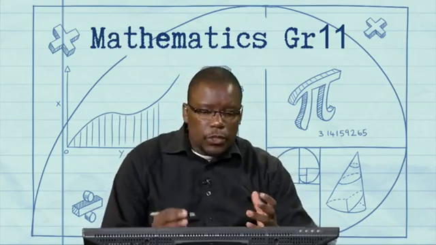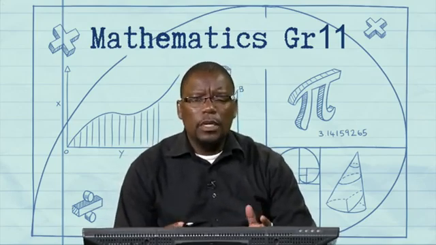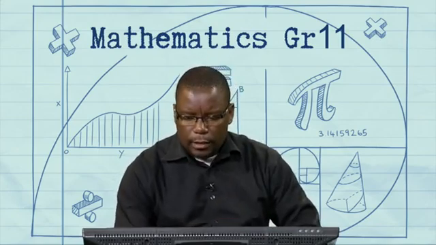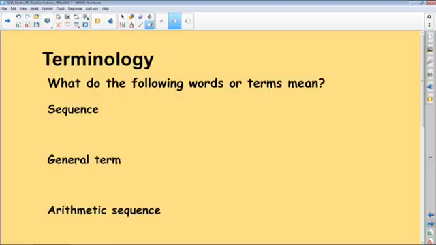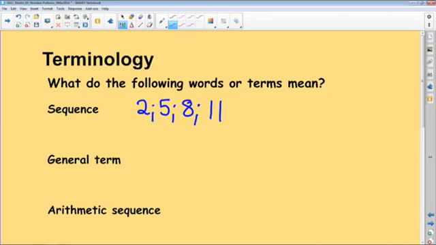Well done, guys. Let's just look at the terminology now, and I'm just going to give you some examples falling under your sequences, general term, and so forth. Okay, so if I give you 2, 5, 8, 11, this has got a difference of 3, and it follows each other in a certain pattern. So you've got 2, 5, 8, and 11. Right, this is a sequence, okay?